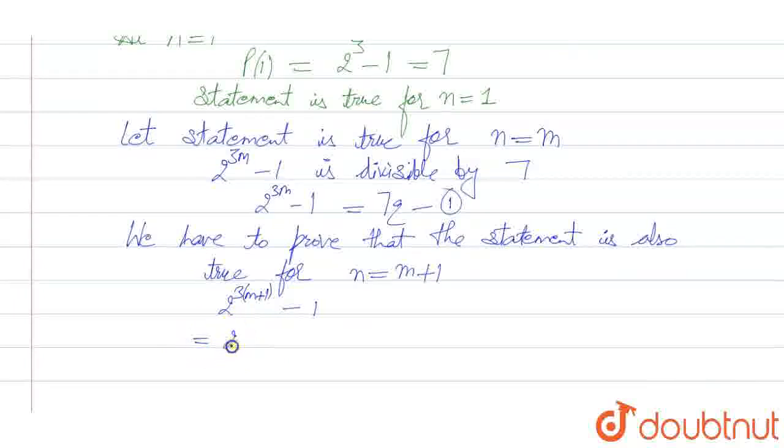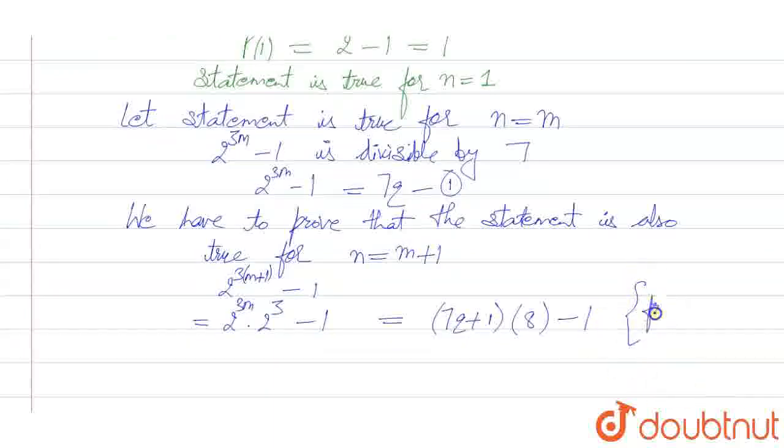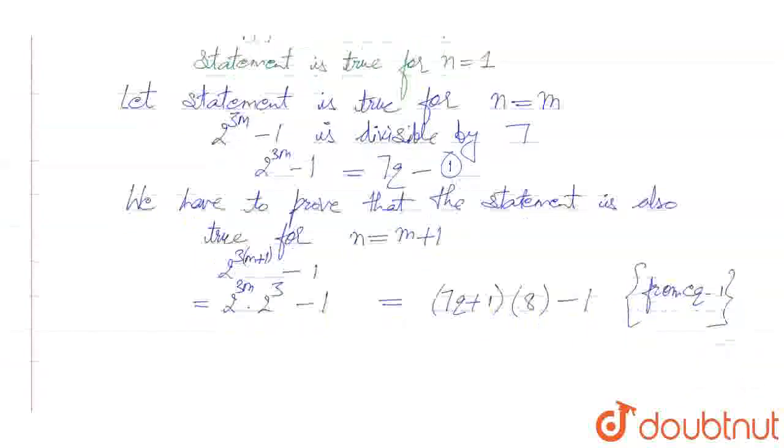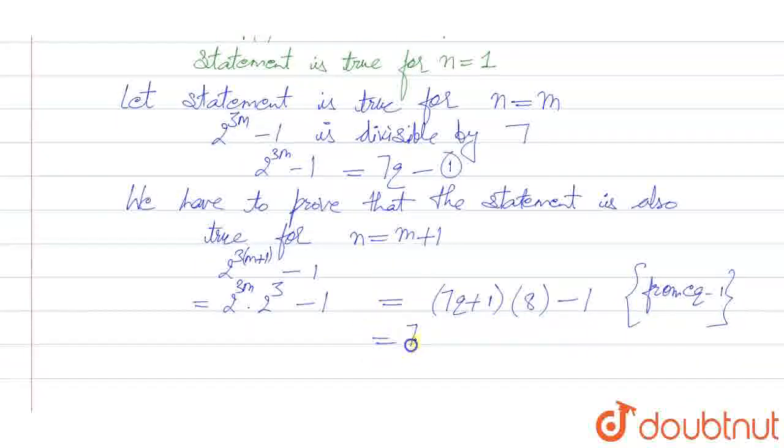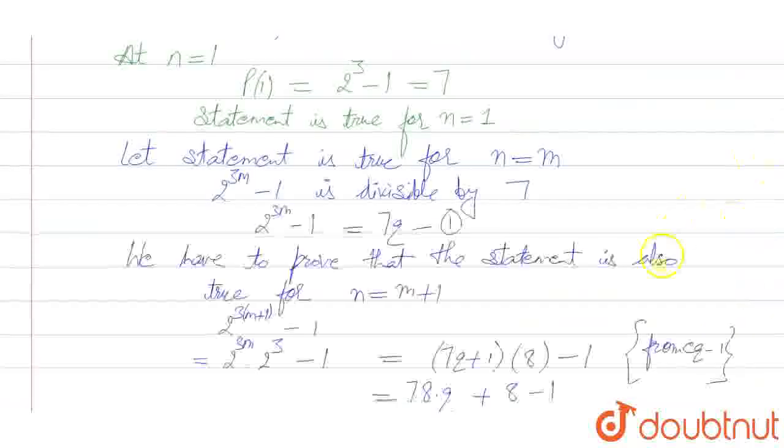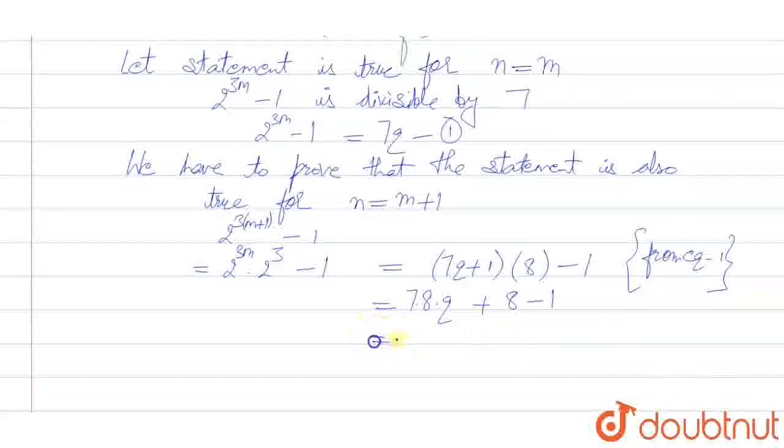So this can be written as 2 raised to power 3m into 2 raised to power 3, minus 1, that is equal to, from equation 1, 2 raised to power 3m is 7q plus 1, into 2 raised to power 3, that is 8, minus 1. So this becomes equal to 7 into 8 into q plus 8 minus 1. So this is equal to, we can take 7 common, 7 into 8q plus, this is 8 minus 1, 7. So with 7 taken common, this becomes 1.